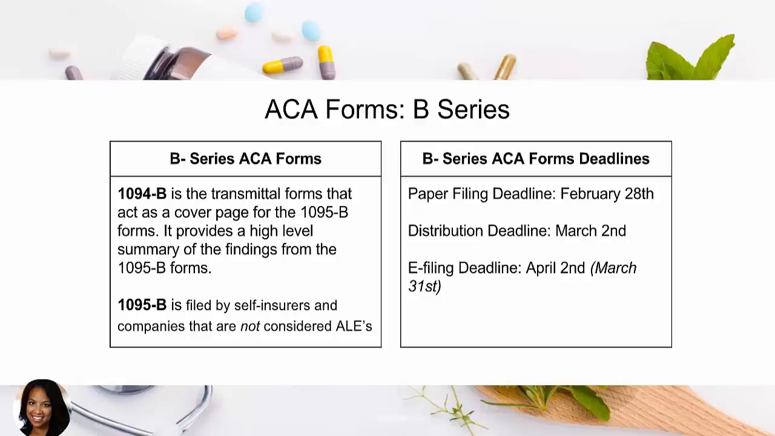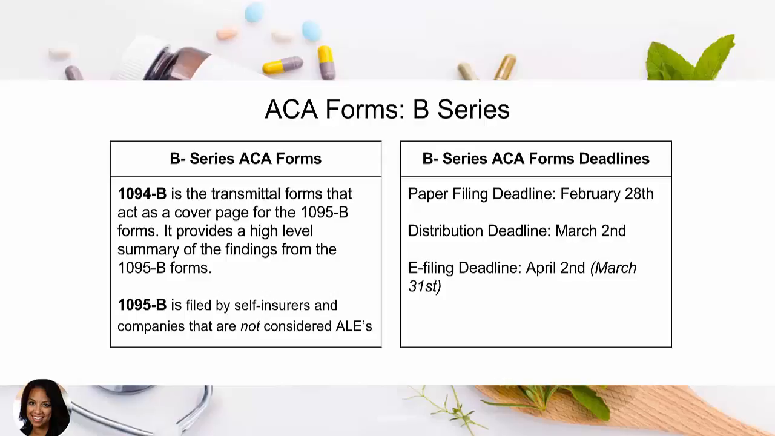The 1094B is the transmittal form that acts as a cover page for the 1095B form. It's meant to serve as a high-level summary of the findings from the 1095B form, while the 1095B is filed by self-insurers and companies that are not considered ALEs, so they're not considered applicable large employers. So definitely the B series is not as common as the C series, but it still serves as an important informational return.